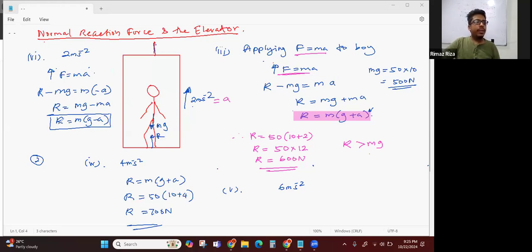Okay. So when the lift decelerates vertically upward, the formula is R equals m(g minus a). Is that clear? Yes.